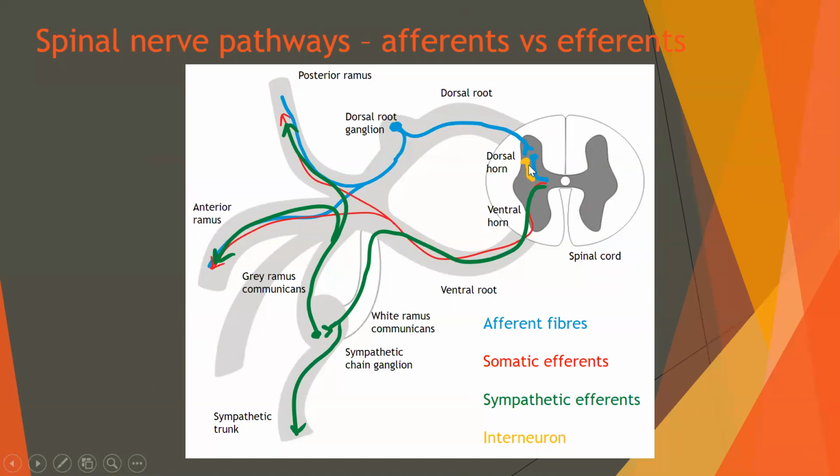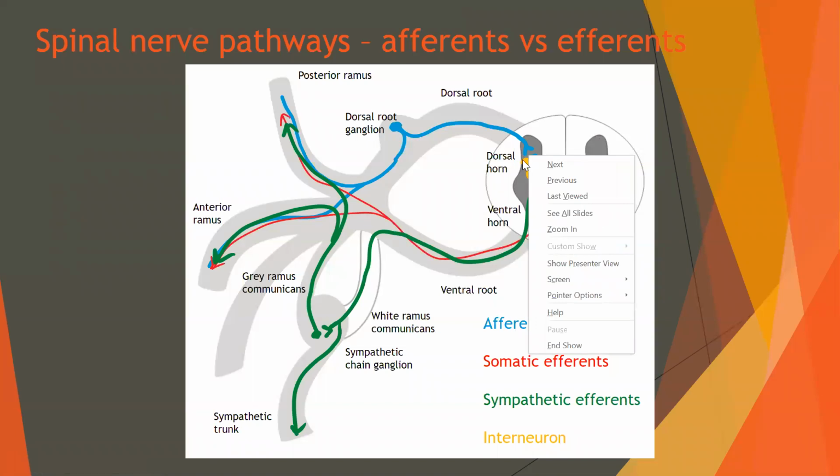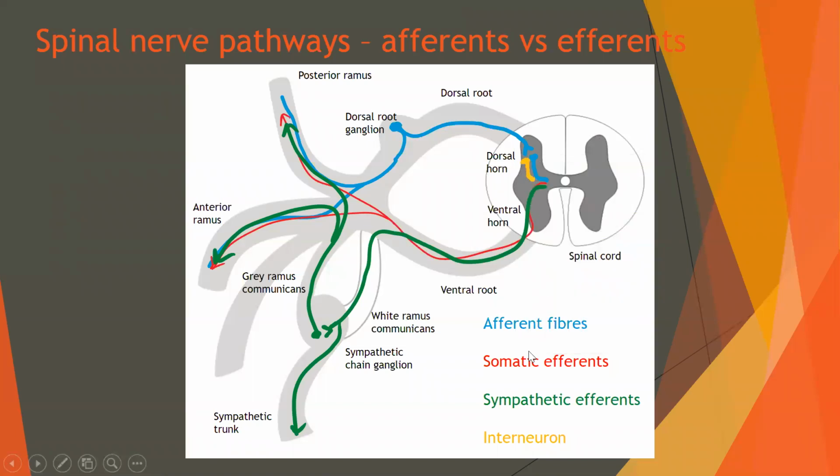Interneurons are just used for reflexes as well. So if you have a sensory signal that tells you to activate a reflex, it goes through the interneuron straight back into the motor so that you don't have to spend ages with your hand on the stove while your brain tells you what to do.